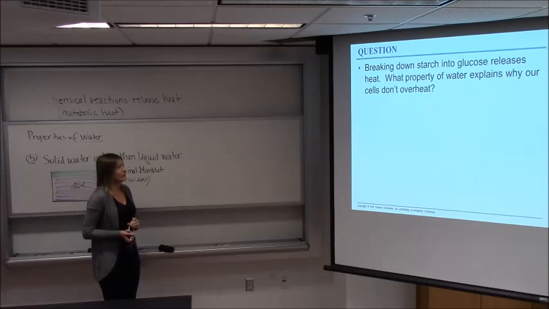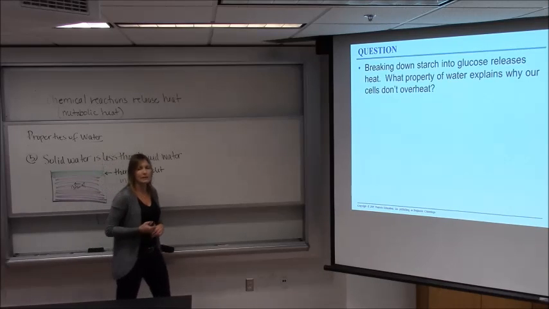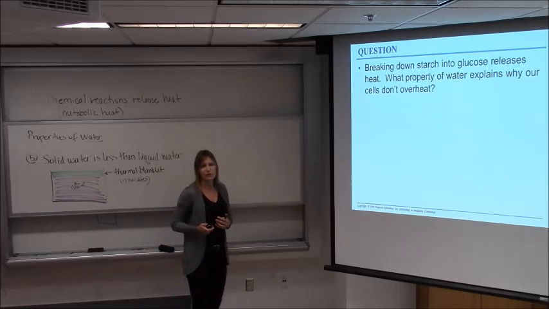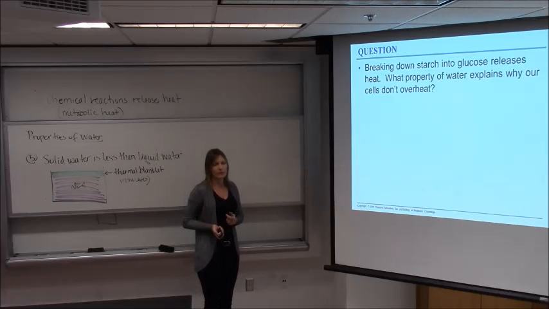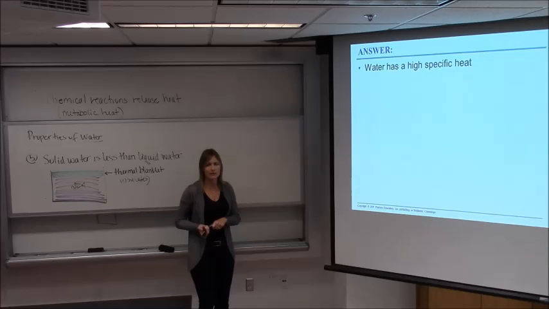So, quick question. Breaking down starch into glucose releases heat. What property of water explains why our cells don't overheat? What is it about water that moderates temperature change? Well, technically it is that water has a high specific heat. You can add a lot of heat before water increases in temperature.